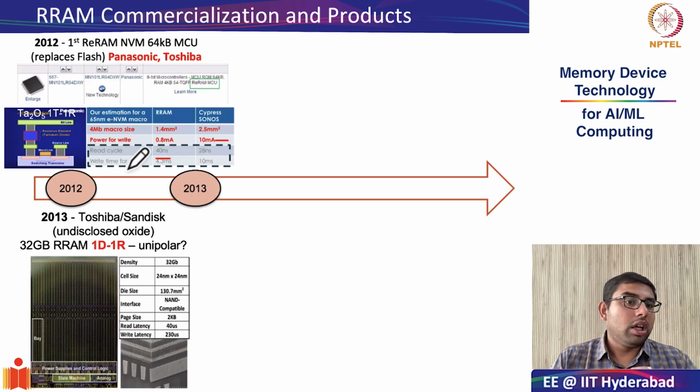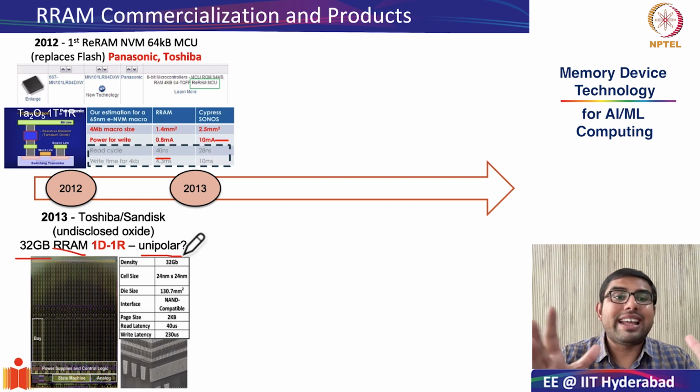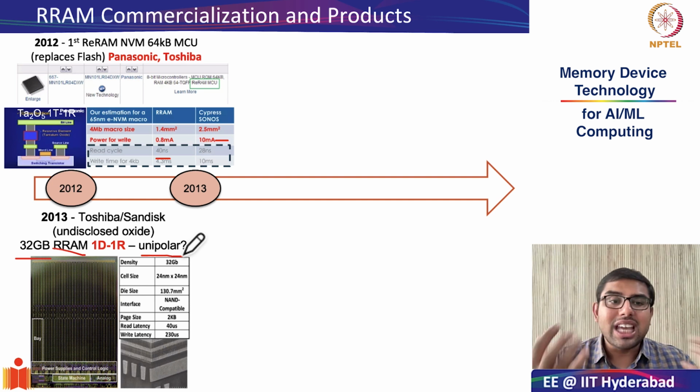In 2013, Toshiba and SanDisk demonstrated the first large-scale array, a 32 GB RRAM based on 1D1R. D stands for diodes. Sometimes the transistor can be replaced with a diode if you ensure that your RRAM is a unipolar device. So sometimes there are advantages of having unipolar devices. This is because a selector device, instead of being a transistor, can also be a diode. A diode will of course take less space and help in area scalability.